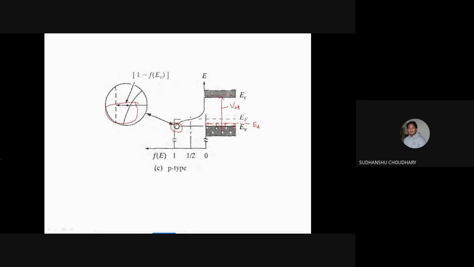So that means I now have some probability of finding holes also, because Fe is not 0 at this point. Fe is not 0, so 1 minus Fe is also not 0 at the valence band energy level. So that means I will find holes in good numbers, and those holes are found because of the dopants.